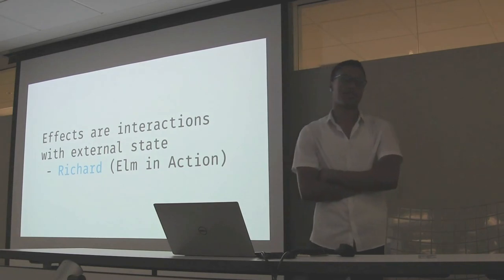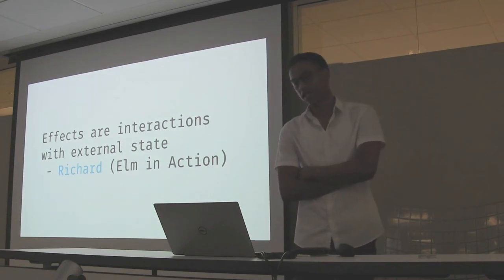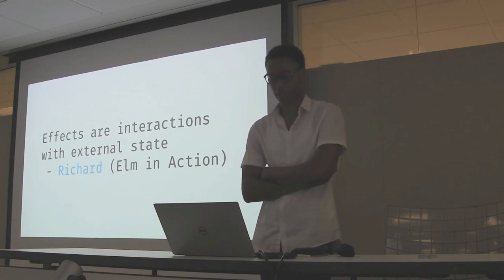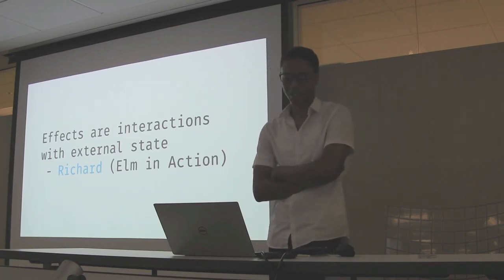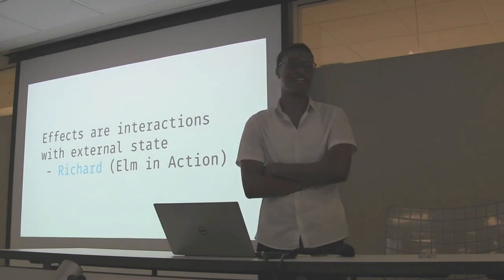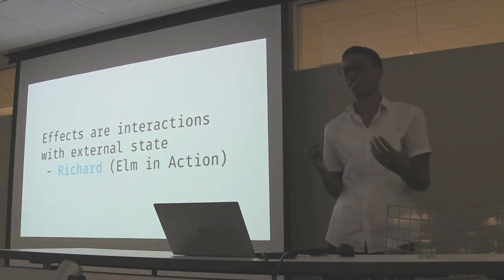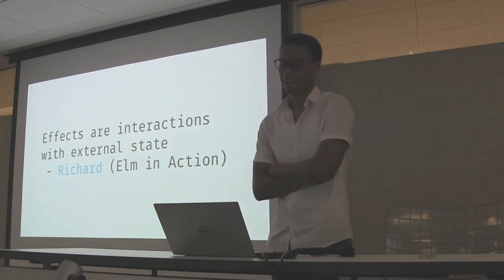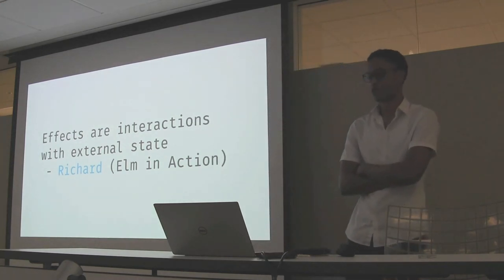So I've used this word effects a couple times. I think Richard Feldman has a really good definition of it. He spoke at some React conf and was talking about Elm. I guess, like I'm doing, not talking about React, talking about Elm. So it goes, effects are interactions with external state. So that's why I think the DOM and AJAX requests are good examples, but also local storage, right?